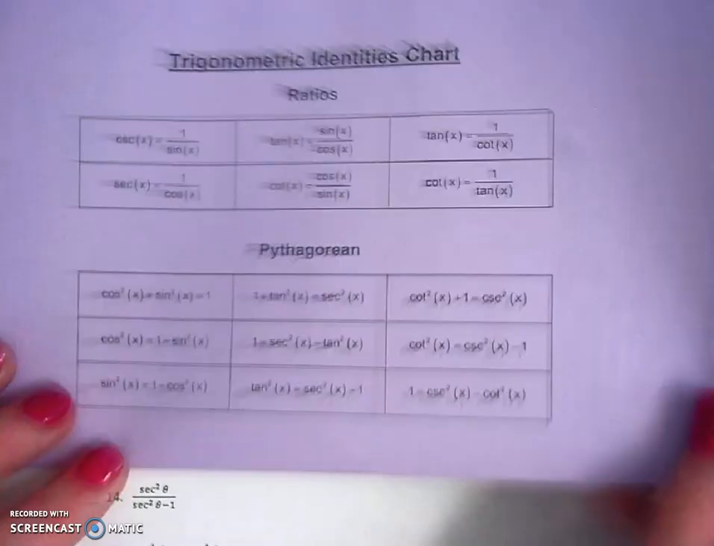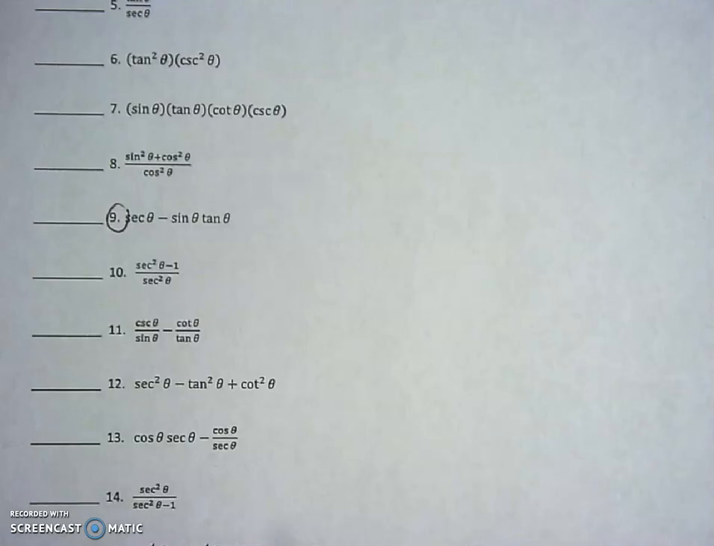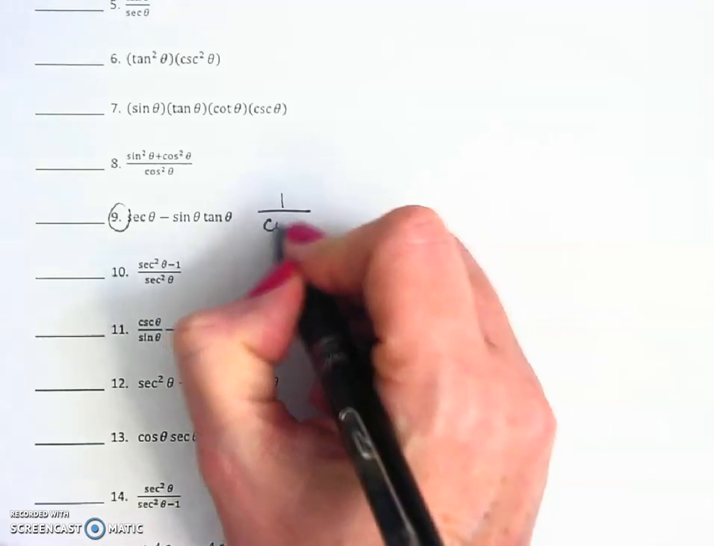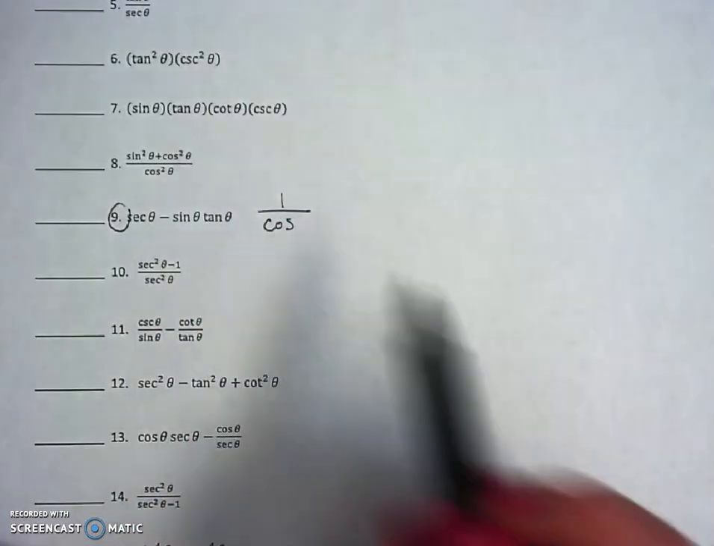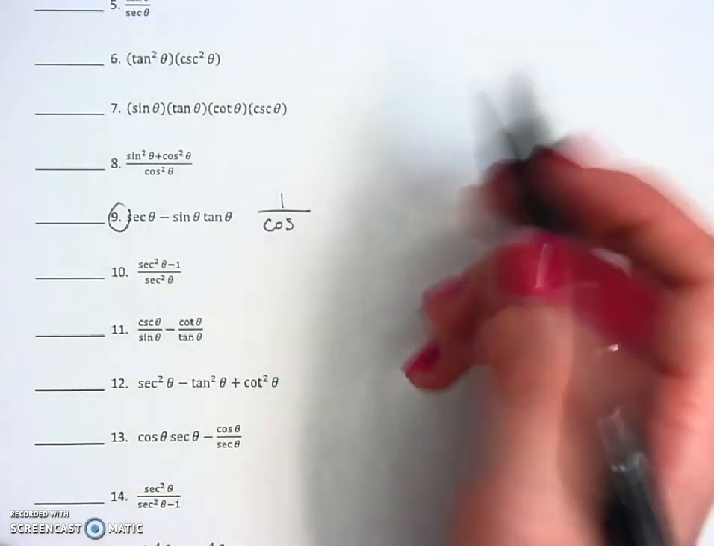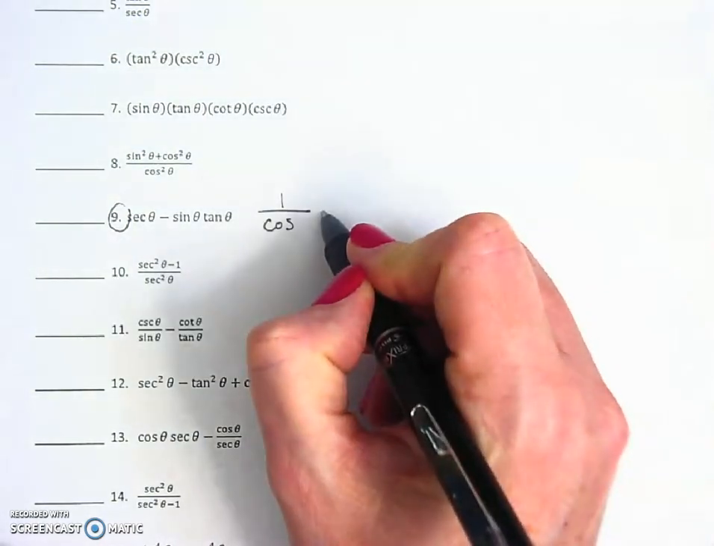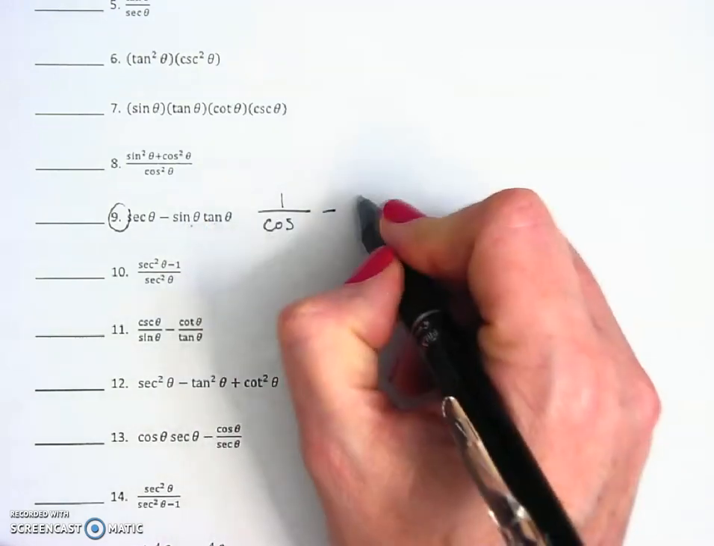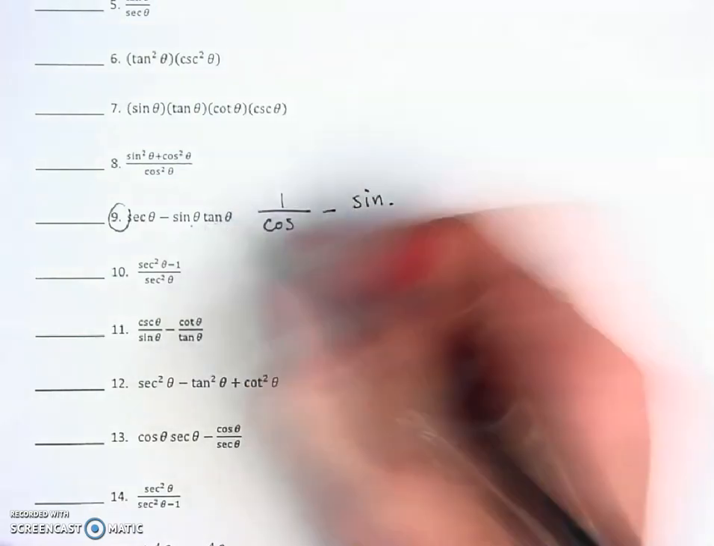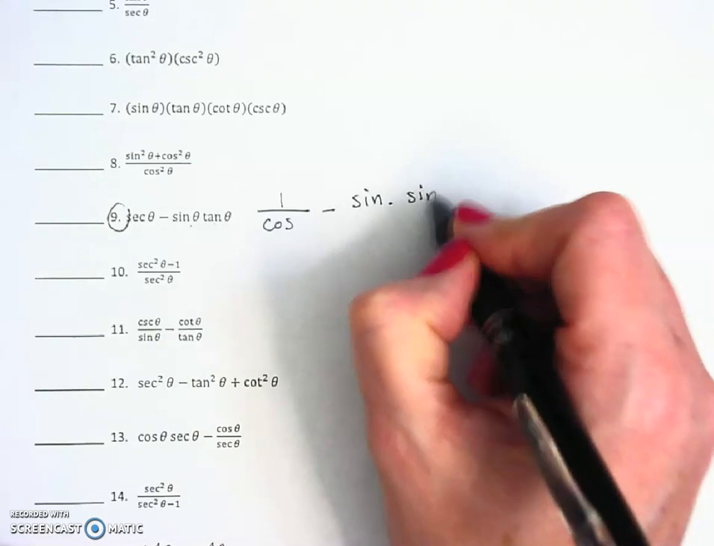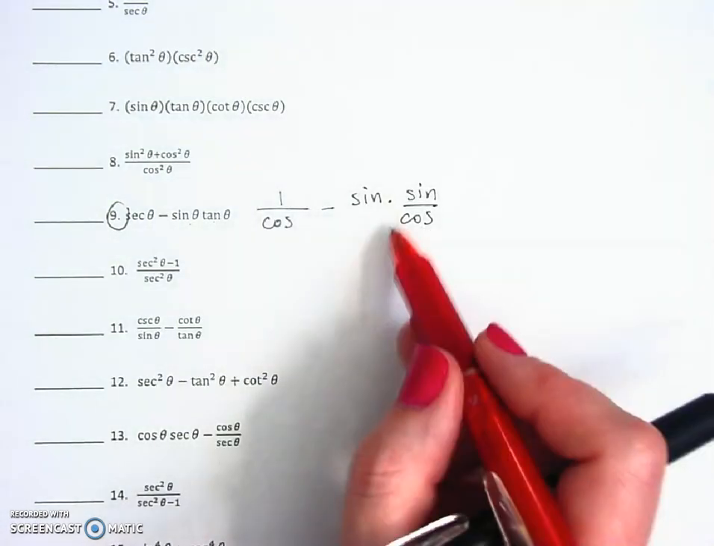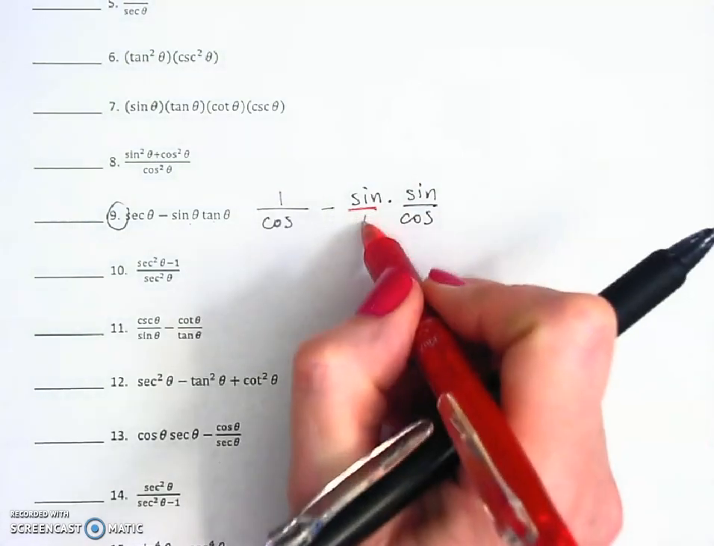So using these and looking at problem 9, I would probably start this way. I would rewrite secant theta as 1 over cosine. Now I'm not going to write theta throughout the problem. I'll put it back in at the end. That will just save me some time in writing. And then minus sine times tan. Now sine I can't rewrite, so it's just going to be sine times tan, which is sine over cosine. Now here in this part, the way I have it set up now, for this second term, I have really a sine over 1.